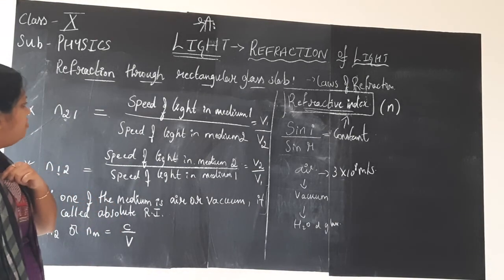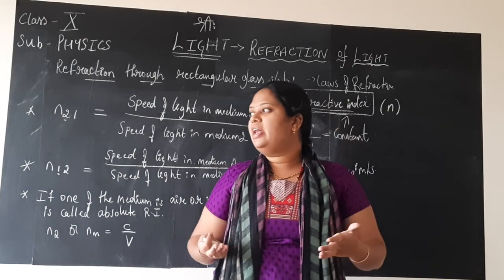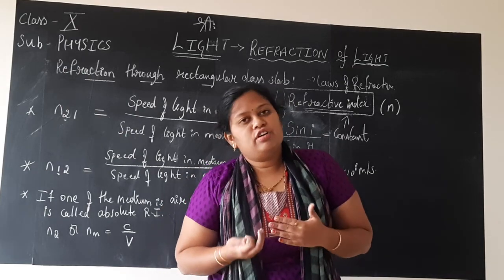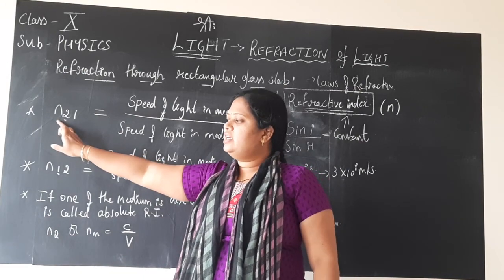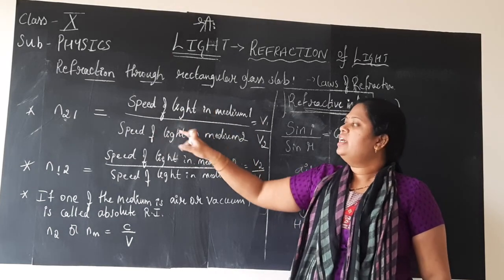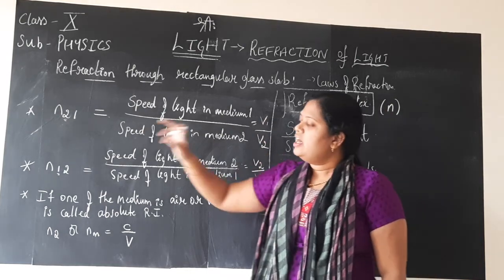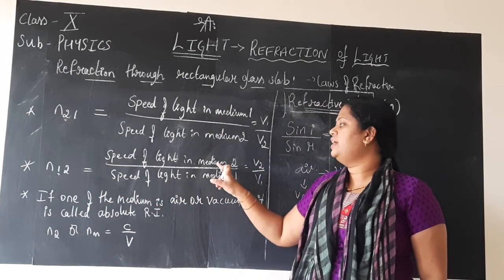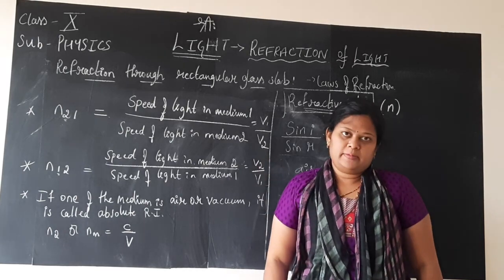So this is about refractive index of light. It is nothing but the ratio of the speed of light in different media or mediums. Refractive index of medium 2 with respect to medium 1 is equal to speed of light in medium 1 divided by speed of light in medium 2, which is equal to V1 divided by V2. N12, that is refractive index of medium 1 with respect to medium 2, is speed of light in medium 2 divided by speed of light in medium 1, which is V2 by V1.